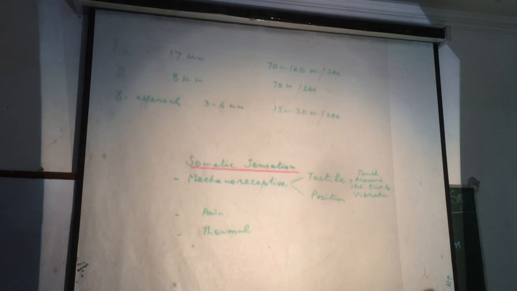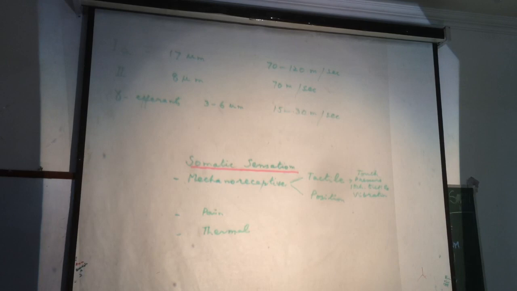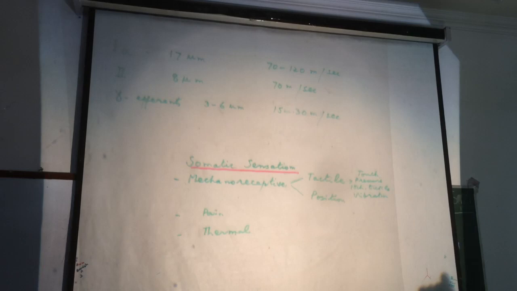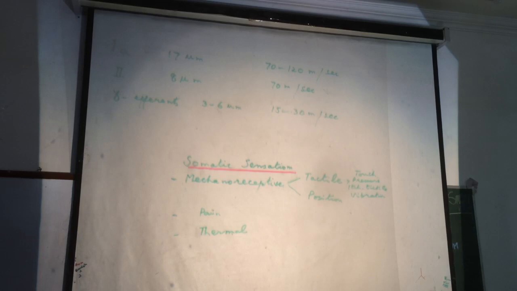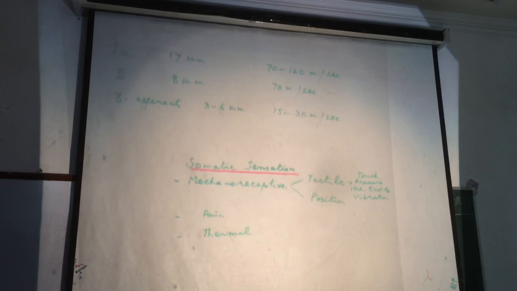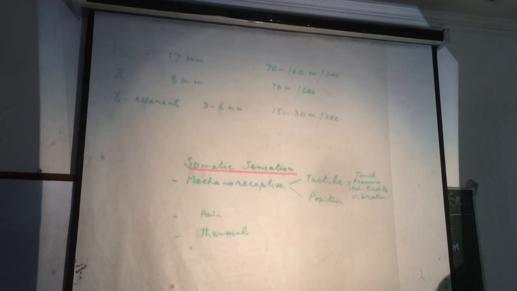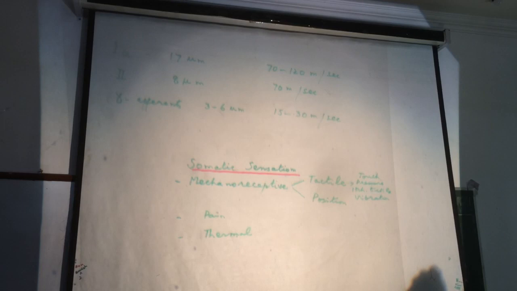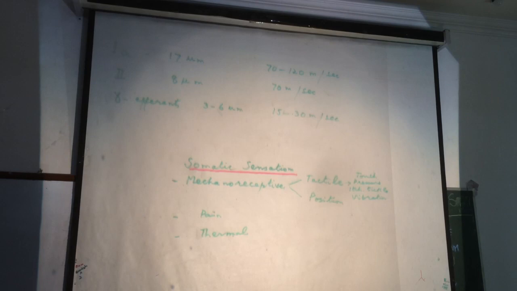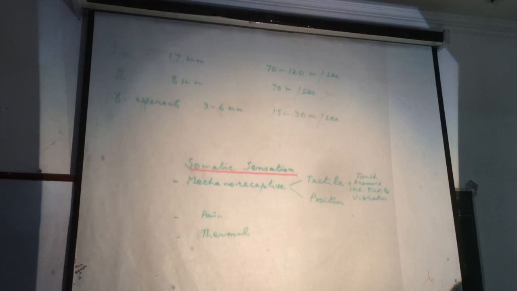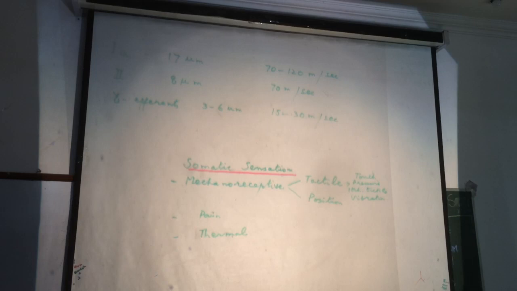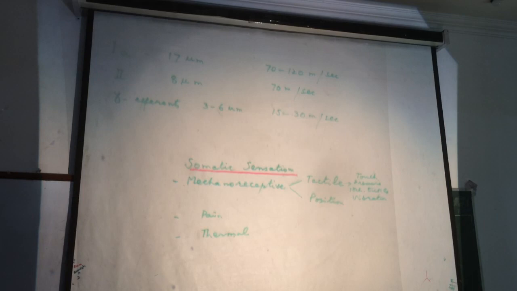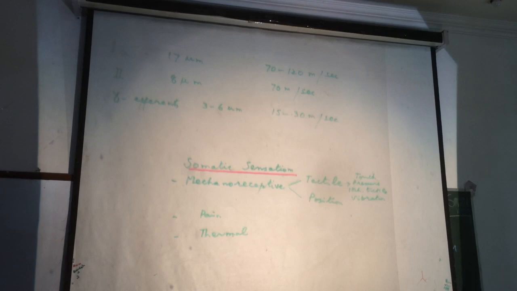Touch sensation. What is the stimulus for touch? A slight pressure which produces indentation of the receptor membrane or of the cells adjacent to the receptor membrane. Pressure sensation is perceived when there is deformation of deeper tissues. So deformation of deeper tissues results in perception of pressure sensation.